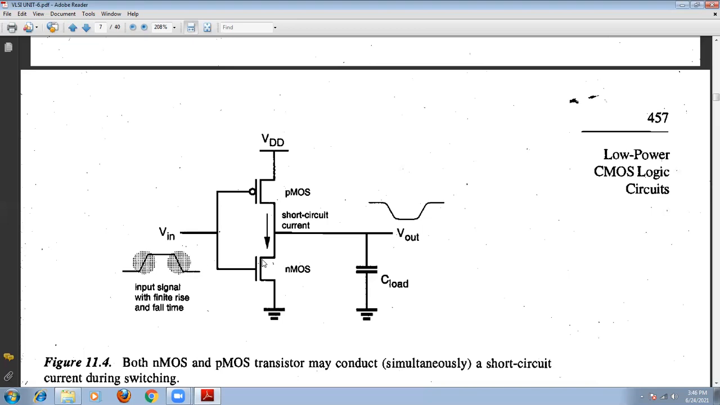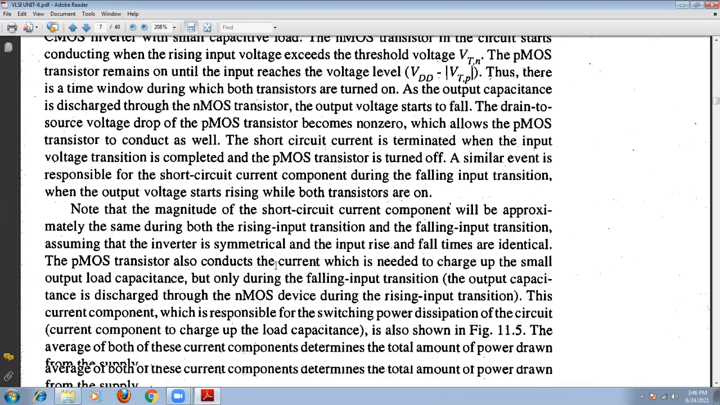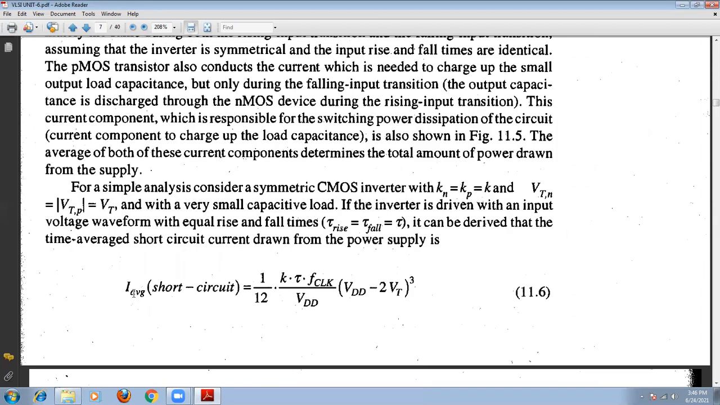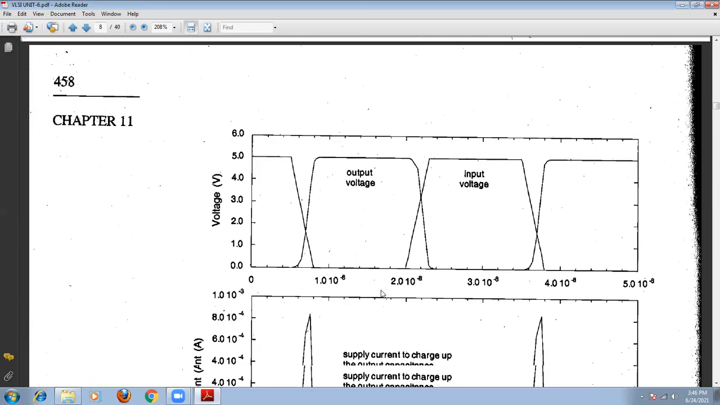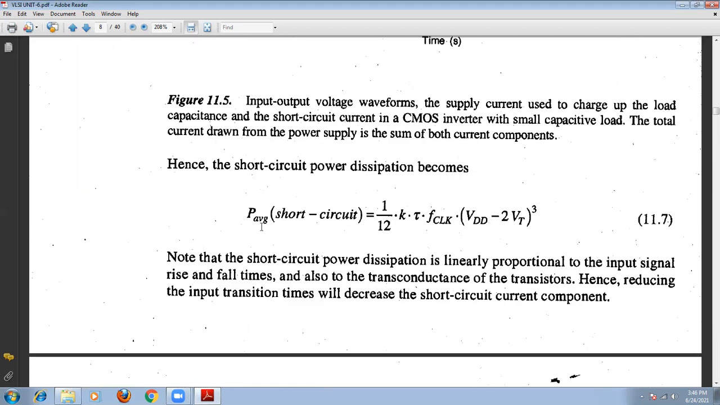Similarly, depending upon that, we have the equation in this case. You remember here, this is the average short circuit current that is given by 1/12. You remember this equation. No need to derive it. You substitute all these terms here, KT and F log by VDD, VDD minus VT. Similarly, there is another equation. Now in this case, the total short circuit power dissipation, the average power, is equal to this equation.